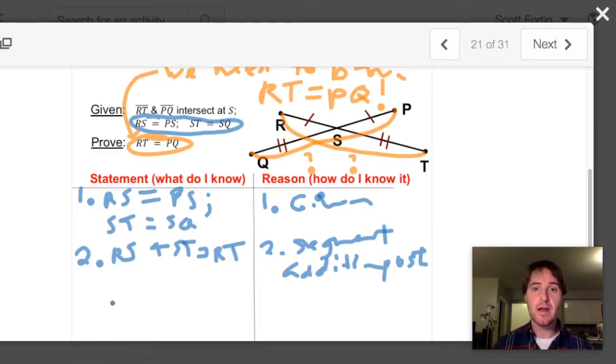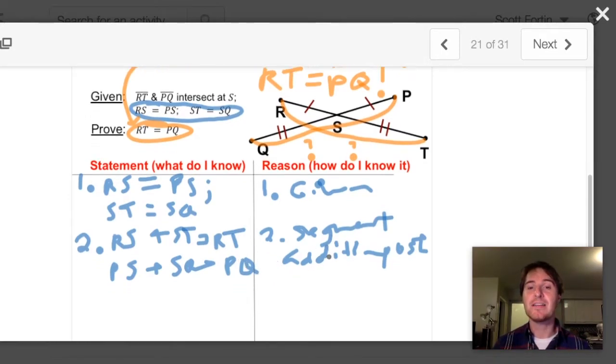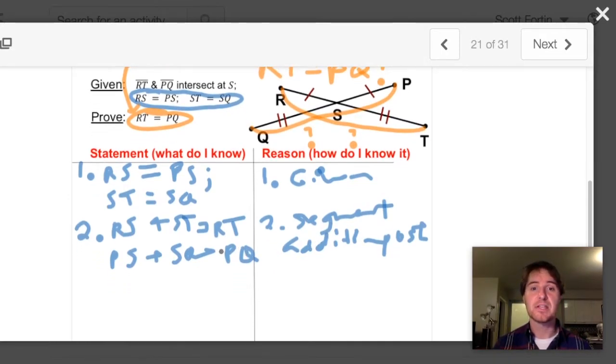Can I get PQ in there? Sure, I can do the segment addition postulate as well. So I can do PS plus SQ equals PQ. Reason? Well, it's also the segment addition postulate. So I'm going to leave that as one reason on this particular proof. These two statements right here are the segment addition postulate.